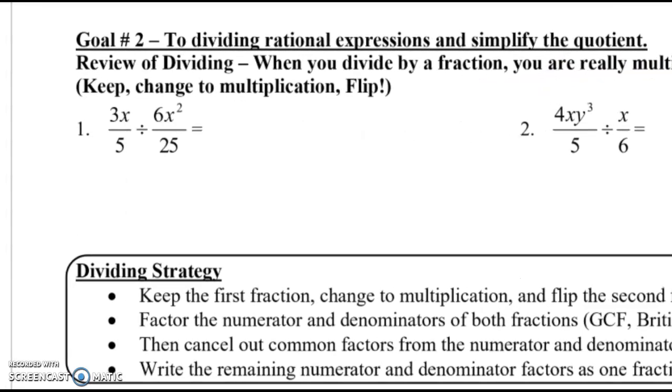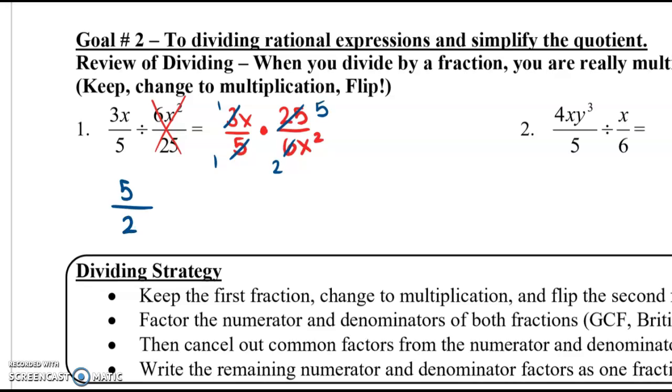So if you look at the first one, we've got monomials here. You're going to keep the first fraction exactly how it is, change it to multiplication and flip your second fraction. Okay, so you're no longer going to be using this second fraction. You're going to have to flip it. And then I can cross simplify here. So 3 and 6 can simplify. 5 and 25 can simplify. So it gives me 5 over 2. And then x and x squared can simplify. You get an x in the denominator.